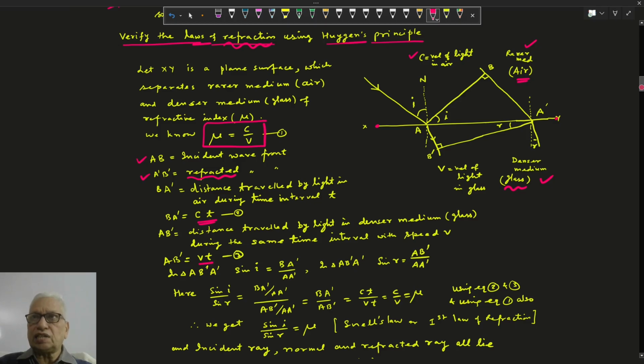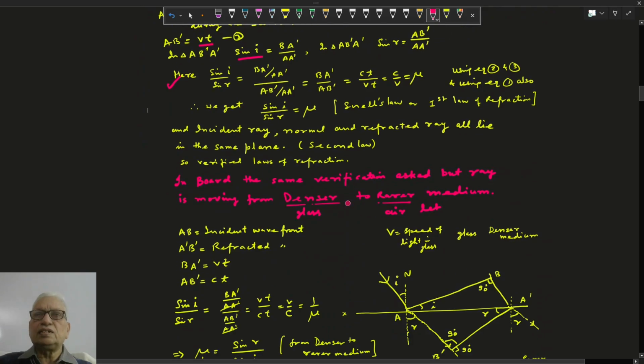Now in the triangles ABA' and AB'A', sin i is equal to what? Perpendicular upon hypotenuse. Similarly, sin r is equal to the perpendicular AB' upon the hypotenuse AA'. If we divide, sin i upon sin r, putting the values, AA' cancels out. We are getting BA' upon AB', that is ct upon vt. t cancels out. c upon v, that is mu. So we get mu equal to sin i upon sin r. This is Snell's law, or the first law of refraction.